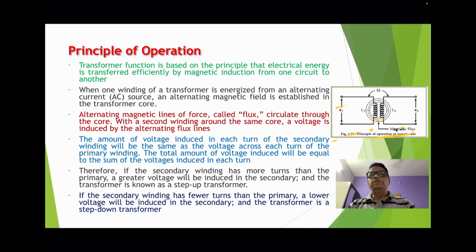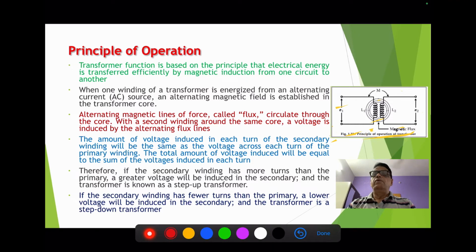So let us understand the principle of operation of the transformer. The transformer basically works on the principle that electrical energy can be transferred by magnetic induction from one circuit to another circuit. As I said, the transformer has a primary coil and a secondary coil, and these two coils are kept very close to each other. They are wound on the same core. When current is allowed to pass through the primary coil, it will produce magnetic induction, which is called flux.